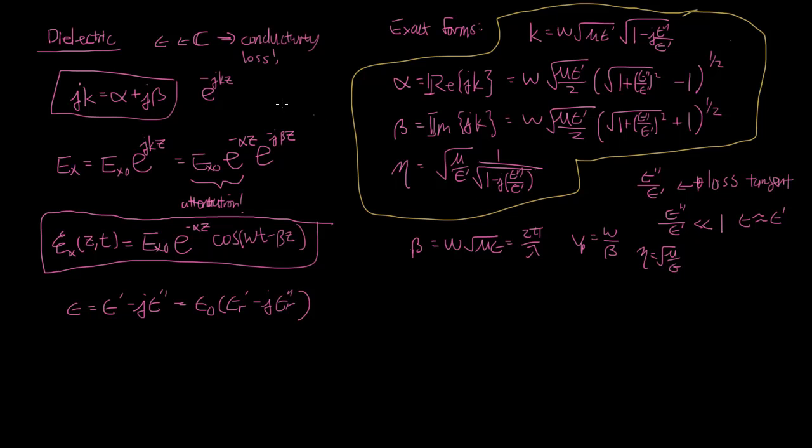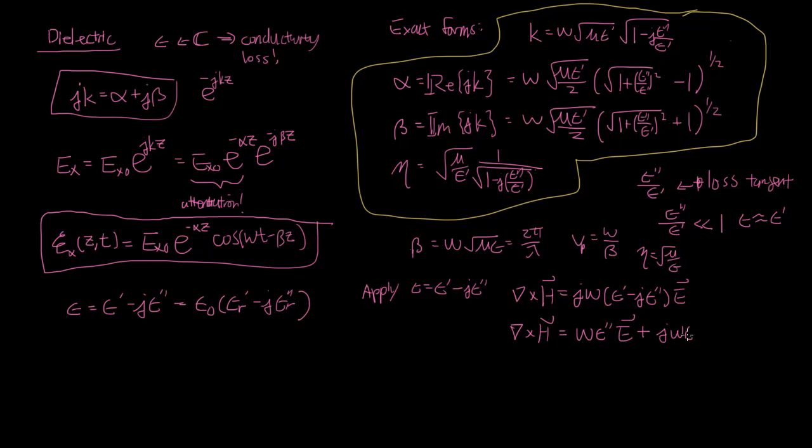Now the other thing I want to do is tie the concept of a complex permittivity to conductivity. So what happens if we apply this complex value into our curl of H equation? Remember, the curl of H is equal to j omega epsilon E. So now epsilon is epsilon prime minus j epsilon double prime, times E. If we expand that out, we're going to get omega epsilon double prime E plus j omega epsilon prime E.